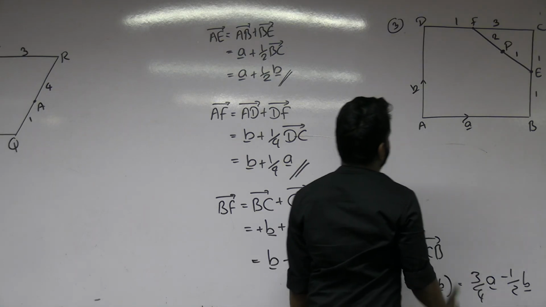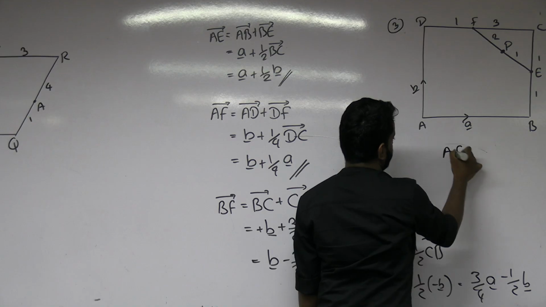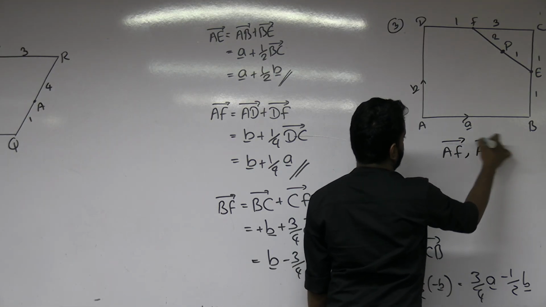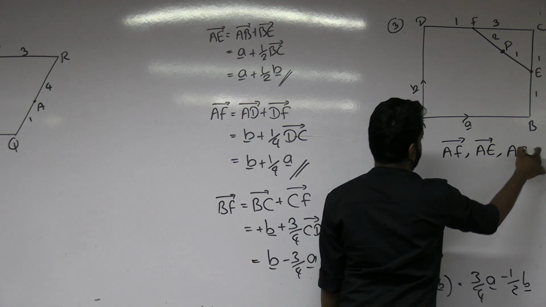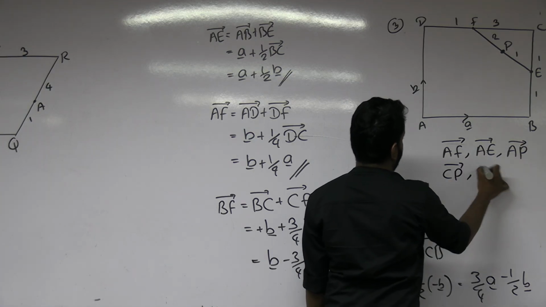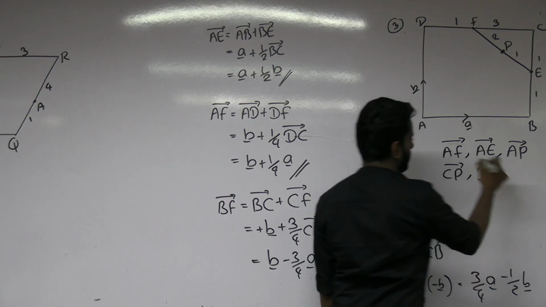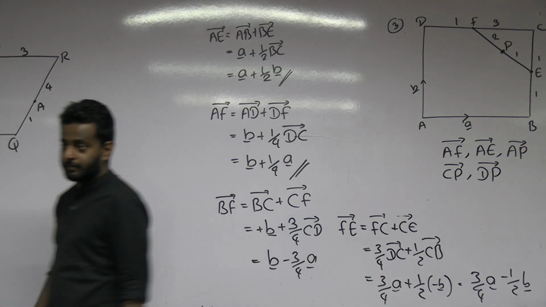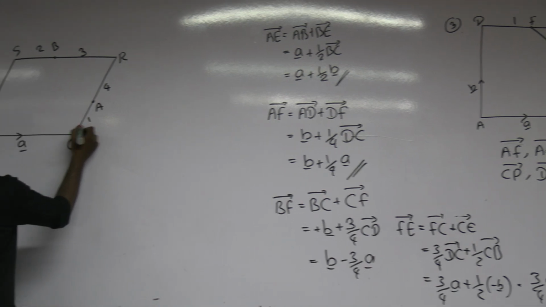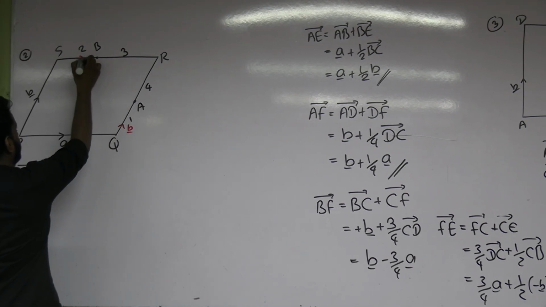Right, so here you are supposed to find the vector AF and the vector AE and the vector AP, which is quite complex, and then the vector CP and the vector DP. Right, just start that. Right, so we'll move on to here. Here, first of all, you should write the equal vectors. So this is equal to B and this is equal to A.